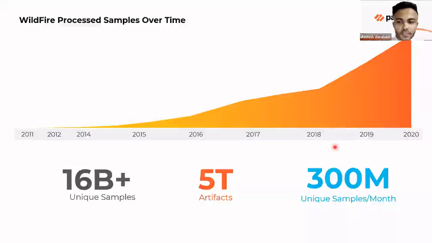These are some samples which are analyzed by the Wildfire cloud every day, and you can see it from 2011. 2011 was the inception of Wildfire cloud, and since then we have been seeing a lot of unique samples, a lot of unique artifacts, right? Artifacts include a lot of things. An artifact can be an IP address, a host name, or a file hash. So a lot of things can happen there.